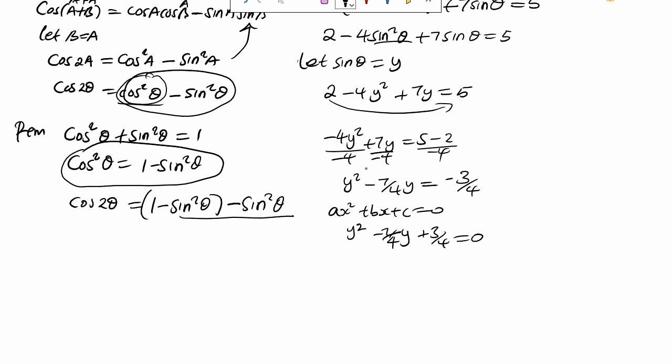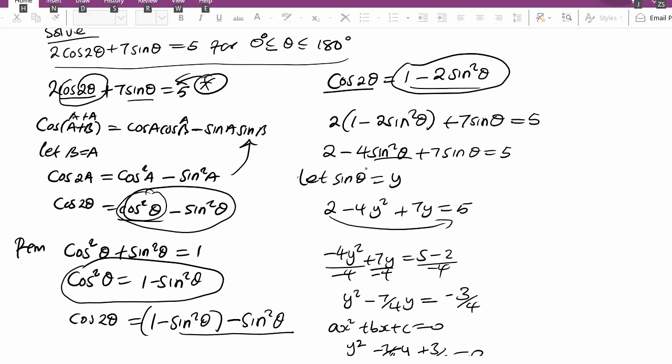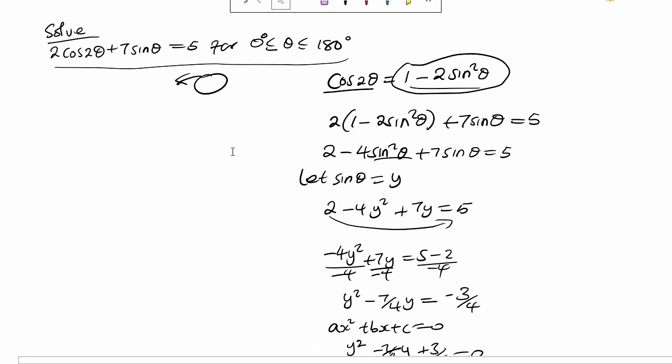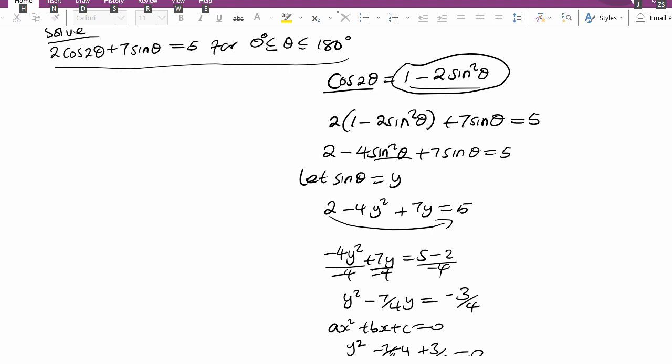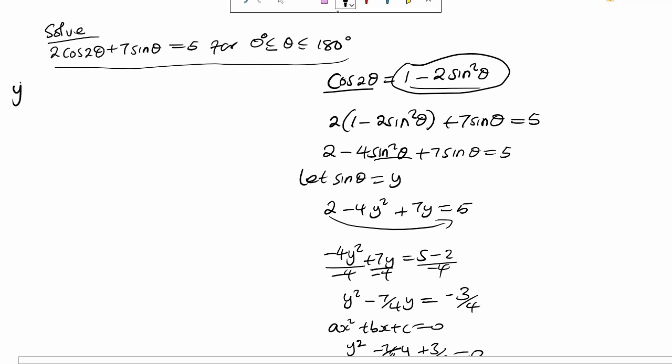So when I look at this, we don't have a perfect square, but now we can use the formula for completing the square method to get the values of y. Just to get a little more space, I shall wipe off this area. Now let's proceed to use the completing the square method, and for me to do that, I shall put y squared minus 7 over 4y equals negative 3 over 4.